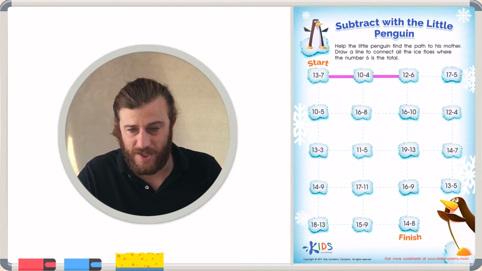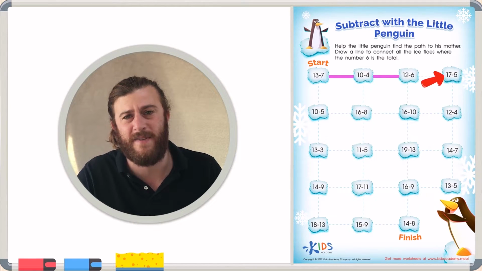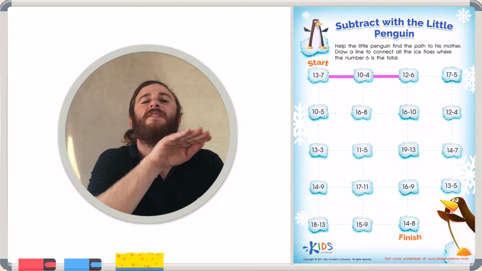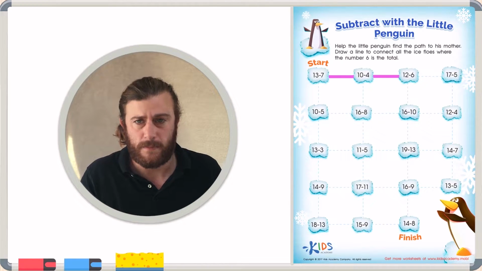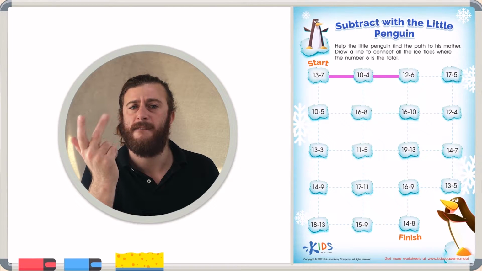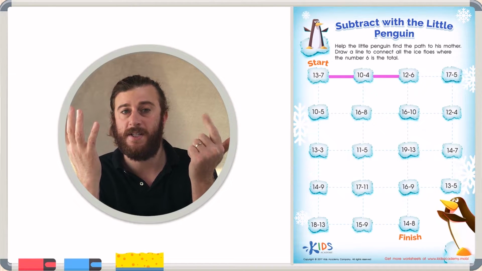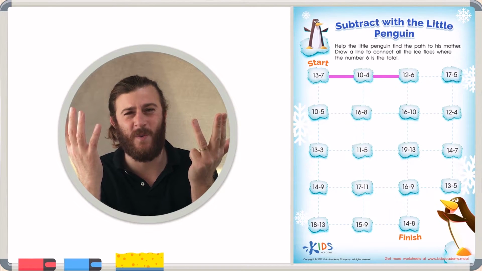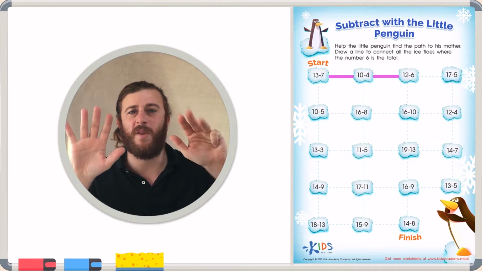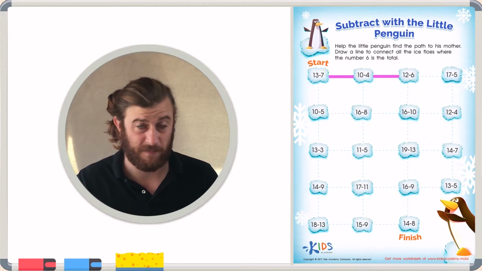Again, I have two choices. I can draw a line to 16 minus 10 or 17 minus 5. Let's try 17 minus 5 since we're working horizontally. 17, 16, 15, 14, 13, 12, 11, 10, 9. Already I see that I have way more than 6 fingers up. I don't think that 17 minus 5 is the right answer.